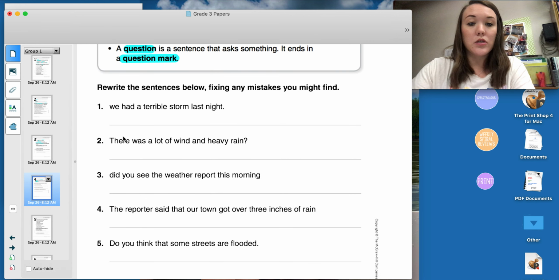For the directions on this page, it says to rewrite the sentences below, fixing any mistakes you might find. Number 1 says, we had a terrible storm last night. This example has 1 mistake. Can you find it?